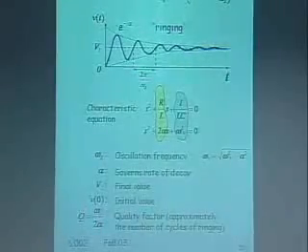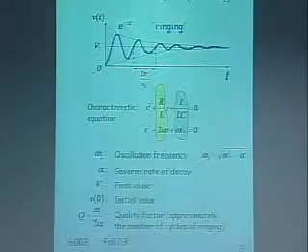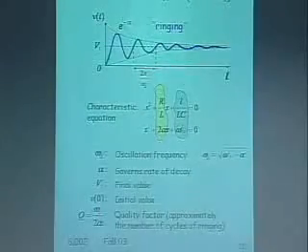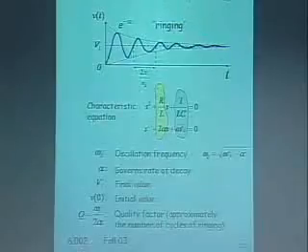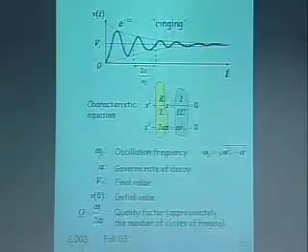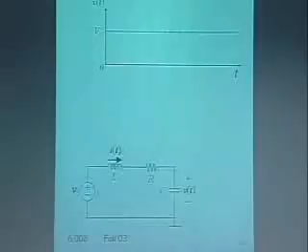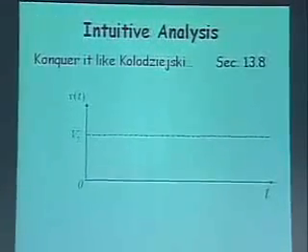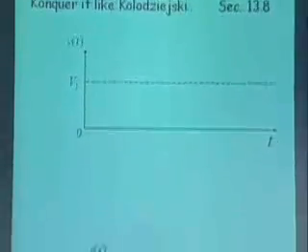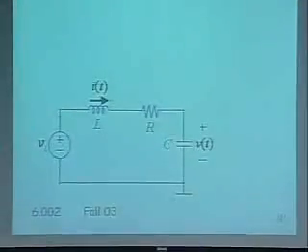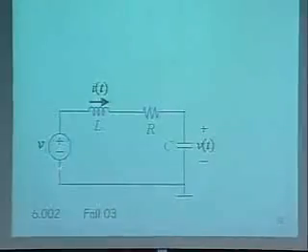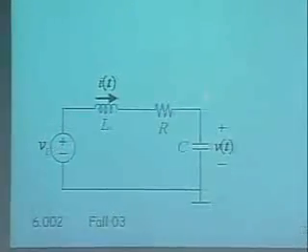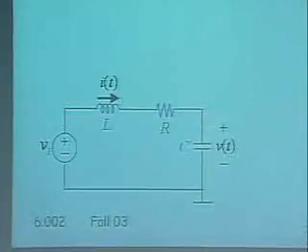Notice that Q, omega naught, alpha, omega d, all of these come from the terms in the characteristic equation. We'll spend more time on Q later. So with this insight, here's how I can go about very quickly sketching out the form of the response. So here's my circuit. I want to sketch the form of the response for a step input at VI. So 0 to VI, step input here. I want to find out what happens at this point.